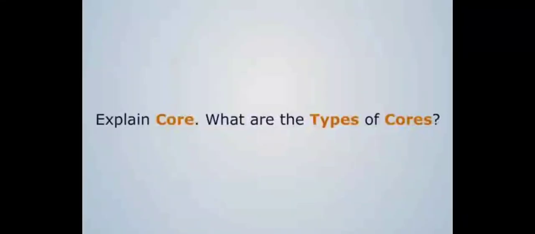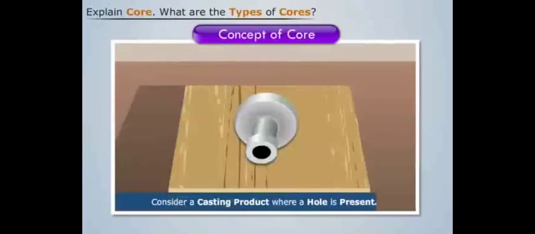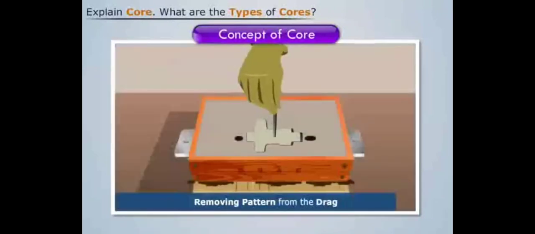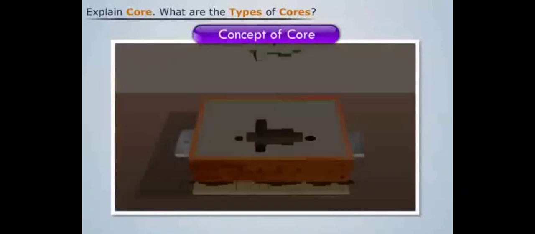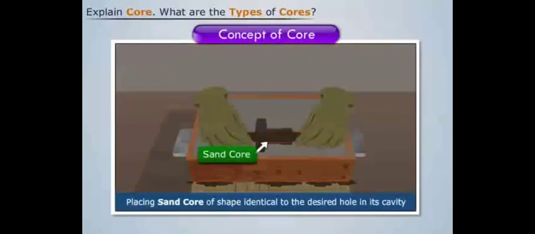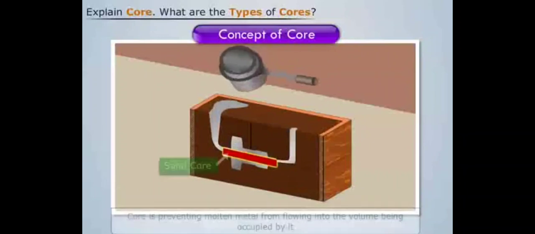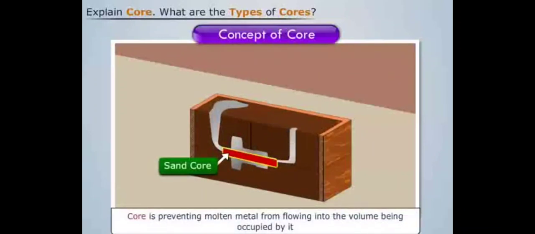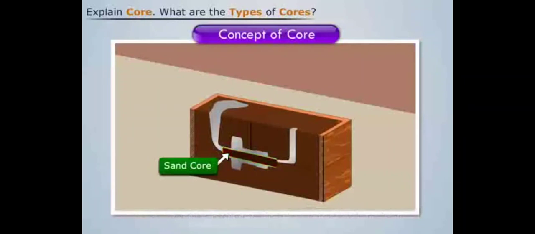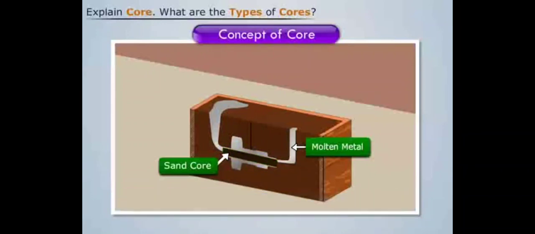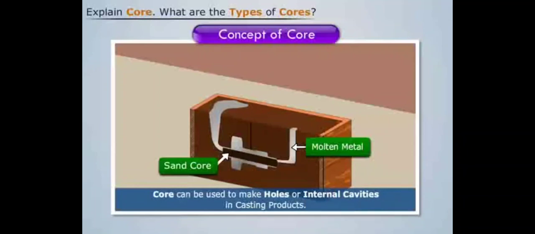What are the types of cores? Consider a casting product where a hole is present. In order to understand how this hollow product is made with a core, let's remove the pattern and place a sand core of shape identical to the desired hole in its cavity. So now, when the molten metal is poured in the cavity, the core prevents the metal from flowing into the volume being occupied by it. Thus, the molten metal fills the entire cavity, but not the region occupied by the core. Thus, a core can be used to make holes or internal cavities in casting products.